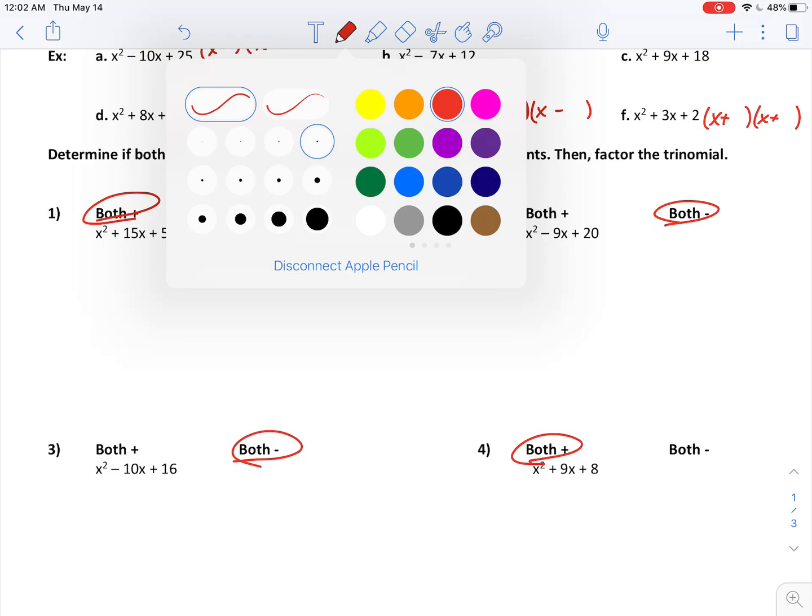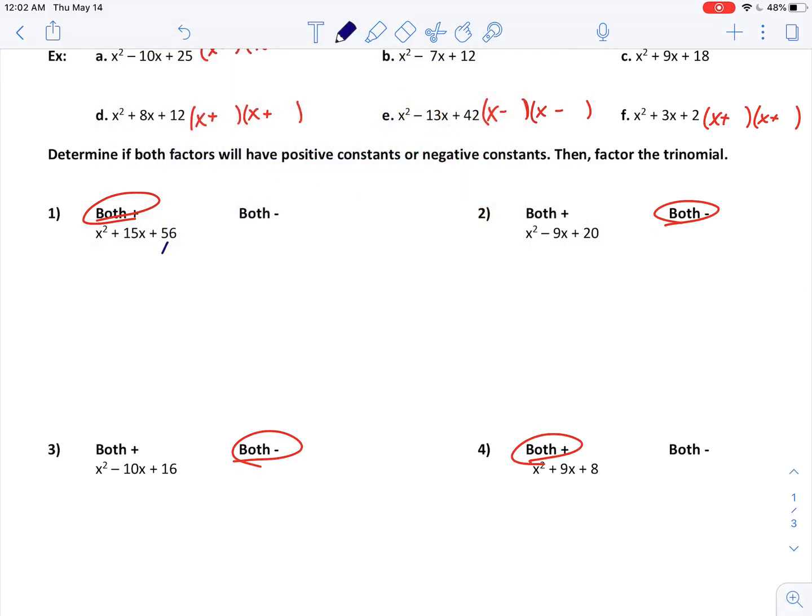Now we're still going to take this last term and break it down into its factors. So we make our base of t. We try not to cover up the numbers. 2 and 28. 3 doesn't go in. 4 and 14. 6, 7, and 8. And then I'm trying to find which pair adds to a positive 15.